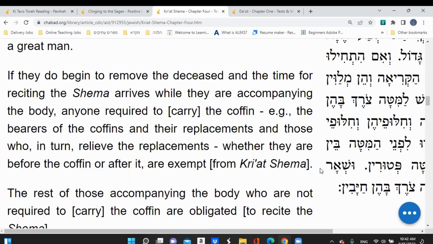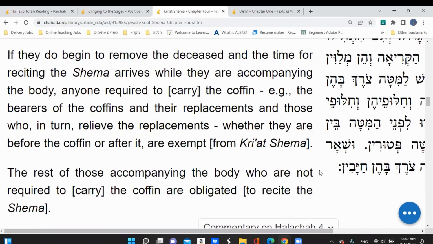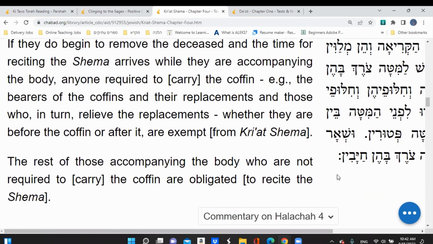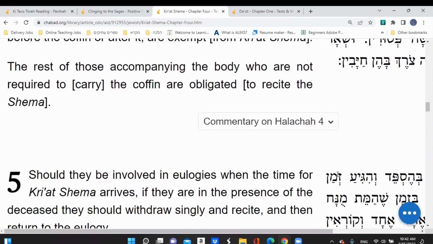If they do begin to remove the deceased and the time for reciting the Shema arrives while they are accompanying the body, those required to carry the coffin, the bearers of the coffin and their replacements, and those who relieve them in turn, whether they are before the coffin or after it, are exempt from Kriyat Shema. The rest of those accompanying the body who are not required to carry the coffin are obligated to recite the Shema. Thank you. Kol hakavod.